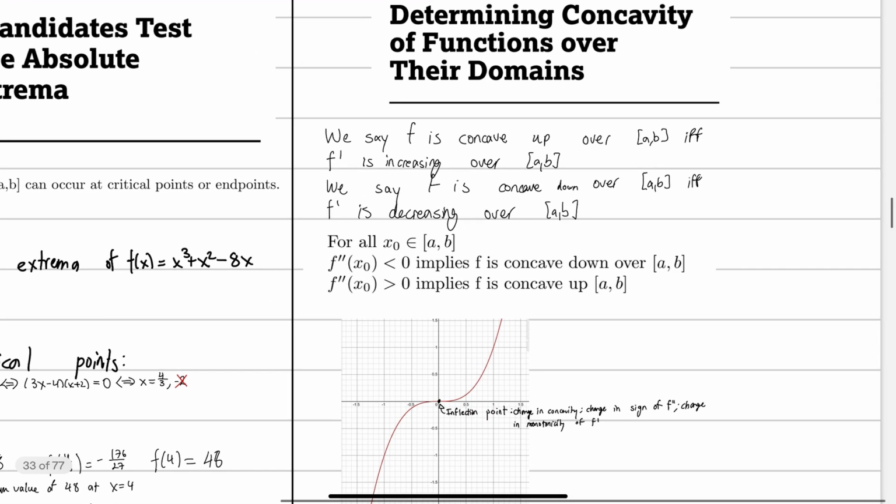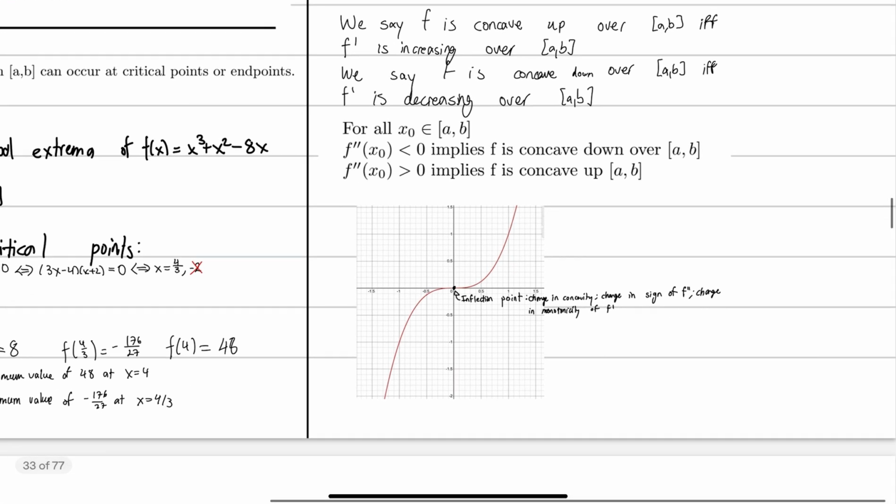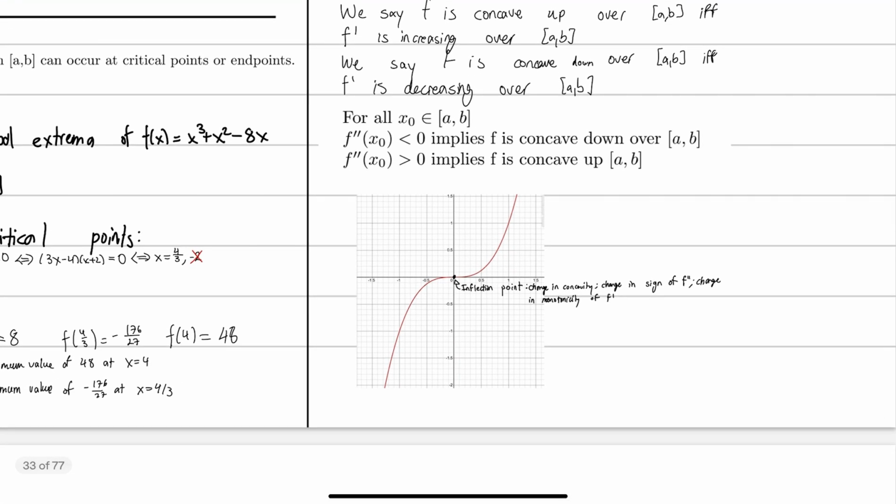Topic 5.6 discusses concavity. Now, concavity has a lot of interpretations, but I won't discuss that for now. I'll just stick to the derivative, right? So we say f is concave up if the derivative is increasing, and it's concave down if the derivative is decreasing. That should kind of make sense, pretty easy to memorize. And also the second derivative, the sign, tells us concavity. If it's negative, then it's concave down, and if it's positive, it's concave up.